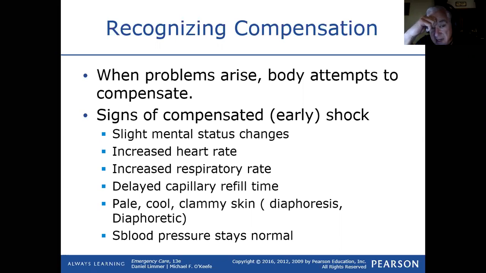Now, the term delayed capillary refill means that the capillaries, we said, are towards the surface of the body, okay? So what you would do is take your finger and push on their nail. You're going to push the blood out of the capillaries.